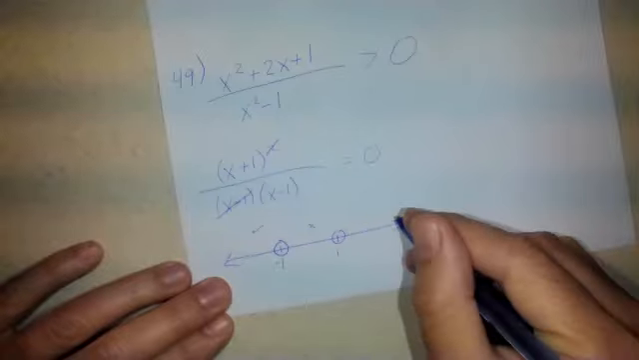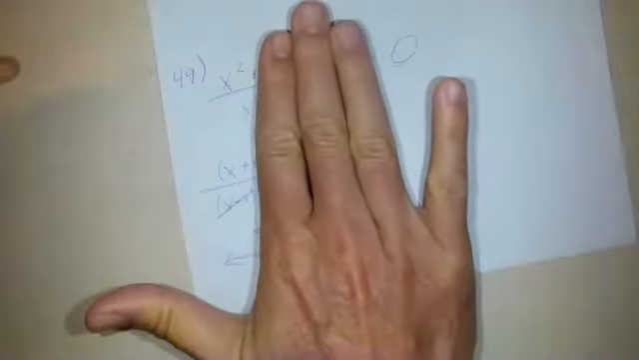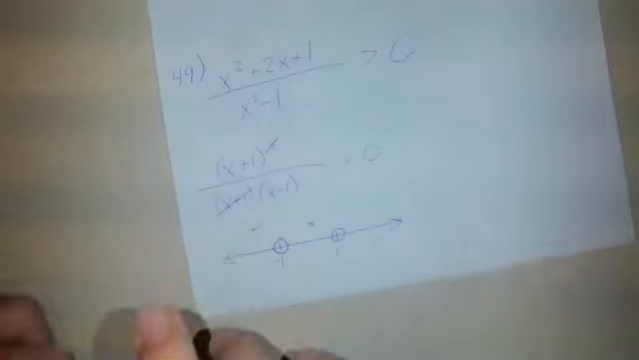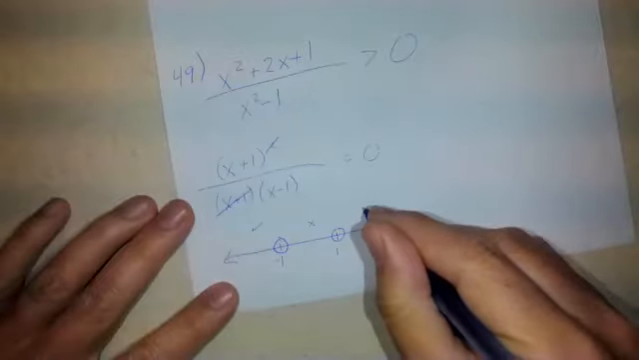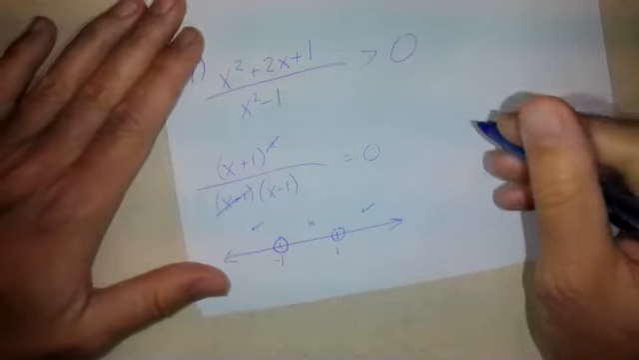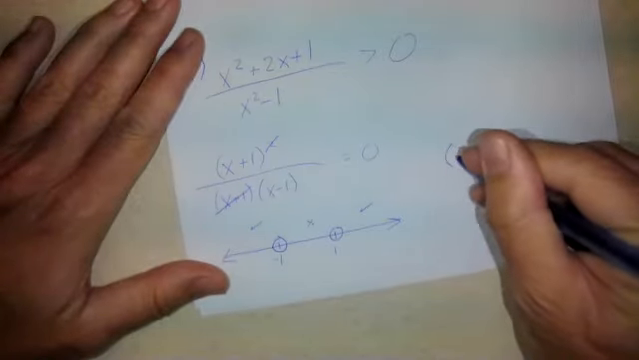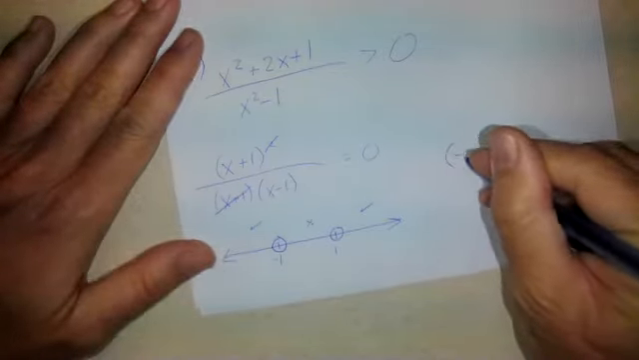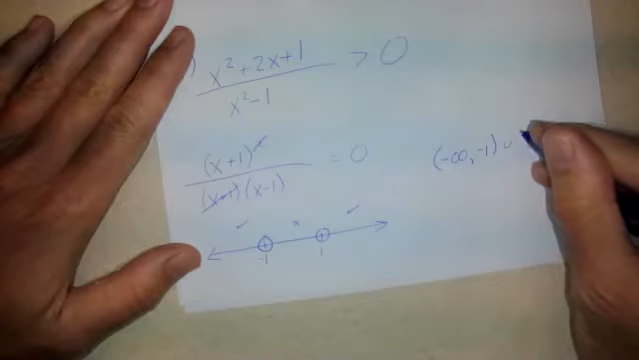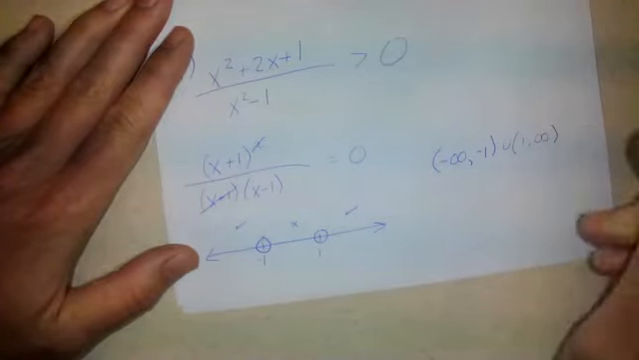And the same exact thing happens when I plug in a really, really large number, so large that I can ignore those other terms. I've got x squared over x squared, which is essentially 1. And so, yes, it works there. The answer in interval notation would be everything from negative infinity, of course never including negative infinity, up to negative 1, and we can't include negative 1, and everything from positive 1 up into infinity.